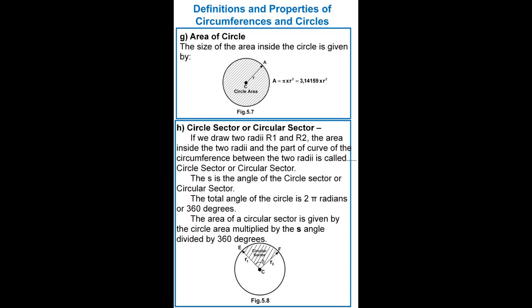The area between the two line segments, which form the two radii R1 and R2, and which is known as the curve EF, that is the curve between the 2 points E and F, is called the circular sector of the circle. The total angle of the circle is 2 multiplied by pi radians, or 360 degrees. The area of a circular sector is given by the circle area multiplied by the angle S divided by 360 degrees.